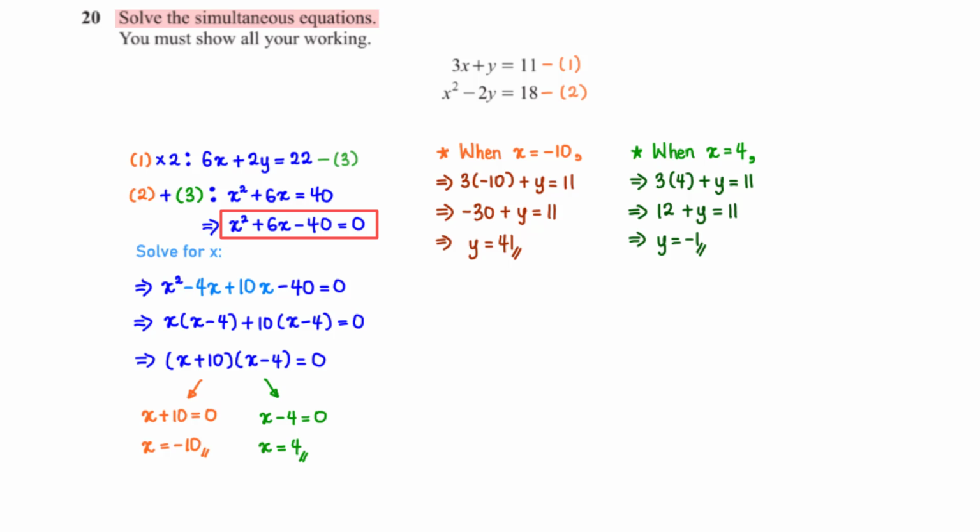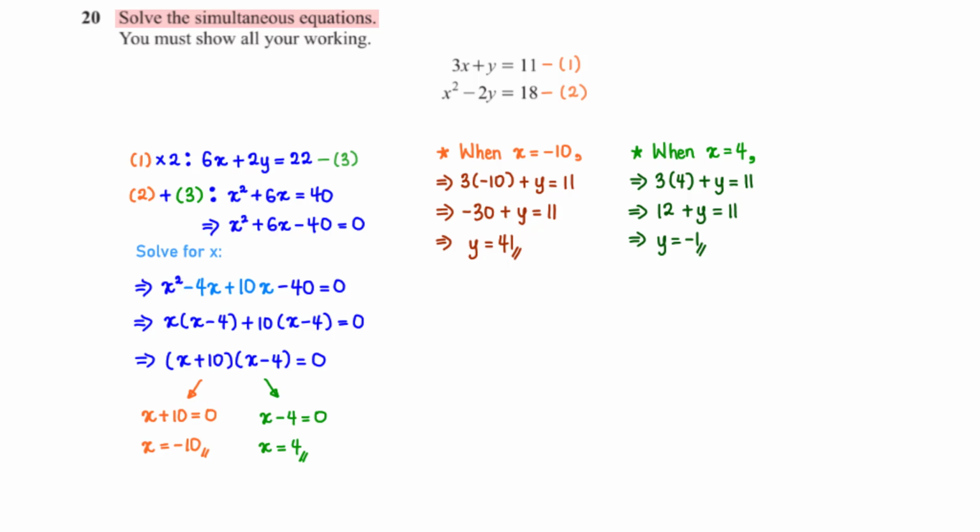We can rewrite 6x as negative 4x plus 10x. For the first two terms, when we factor out x, we are left with x minus 4. And for the final two terms, when we factor out 10, we are left with x minus 4. We can rewrite this as x plus 10 times x minus 4 equals 0. When we equate x plus 10 to 0, we get x equals negative 10. And when we equate x minus 4 to 0, we get x equals 4.